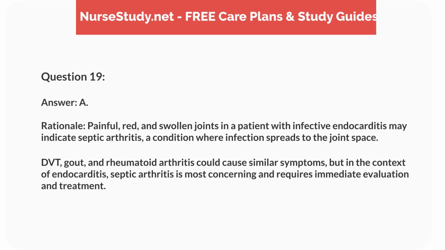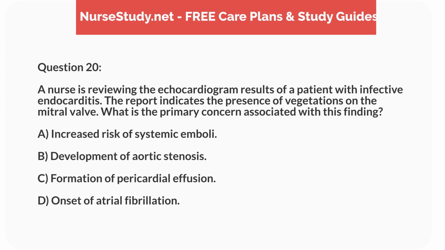Answer: A. Rationale: painful, red, and swollen joints in a patient with infective endocarditis may indicate septic arthritis, a condition where infection spreads to the joint space. DVT, gout, and rheumatoid arthritis could cause similar symptoms, but in the context of endocarditis, septic arthritis is most concerning and requires immediate evaluation and treatment. Question 20.